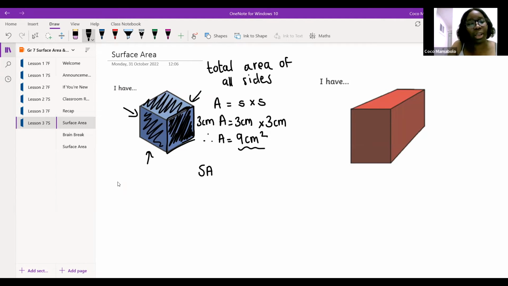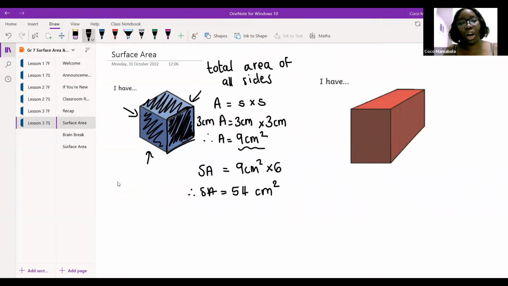Excellent. Well done, Emmanuel. My surface area, SA stands for surface area, is going to equal 9 centimeters squared times 6. Therefore, my surface area is 54. And you forgot to write centimeters squared. Do not forget the squared. We're calculating surface area, so we must not forget the squared.